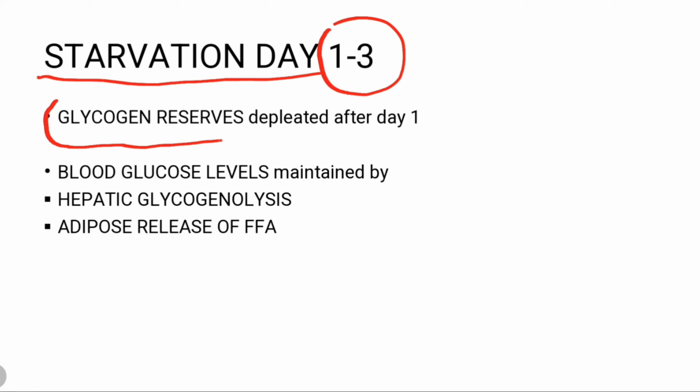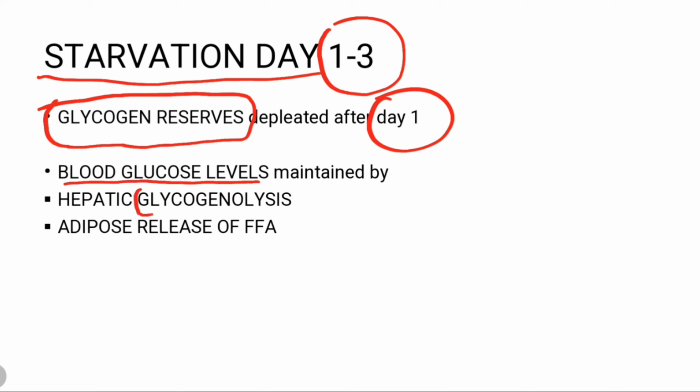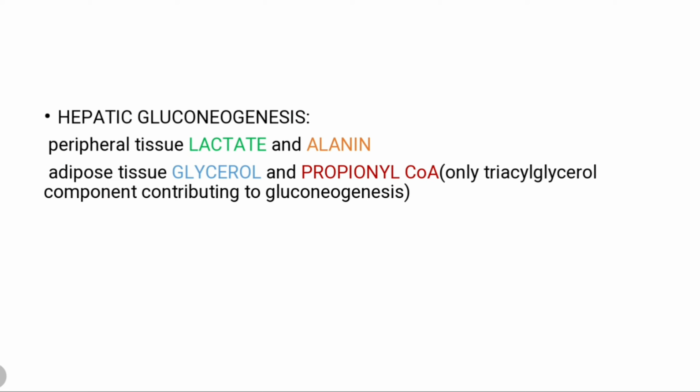So the glycogen reserves are basically depleted after day 1. The blood glucose levels are maintained mainly by glycogenolysis that is going on, and the adipose release of free fatty acid, these two processes. And the third process, which we have discussed previously, is hepatic gluconeogenesis, which is also happening simultaneously.